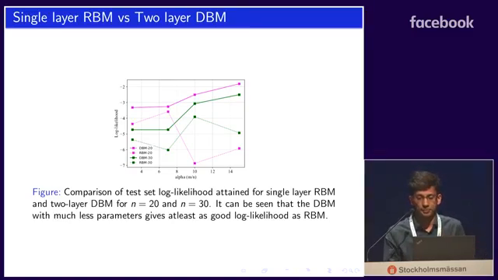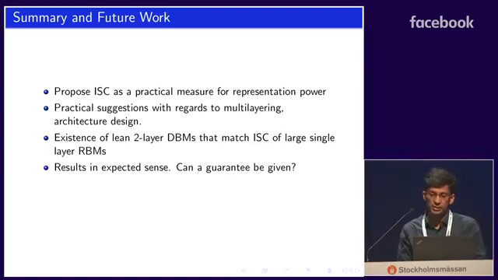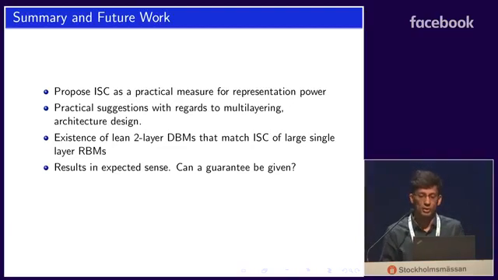So to summarize, we propose ISC as a measure for representation power. We make practical suggestion as to when multi-layering should be considered. And we show that there is the existence of a lean two-layer DBM that matches the ISC of a single large RBM. But having said that, these results are in expected sense. We would further like to show whether a further guarantee can be proven, just like the universal approximation theorem.